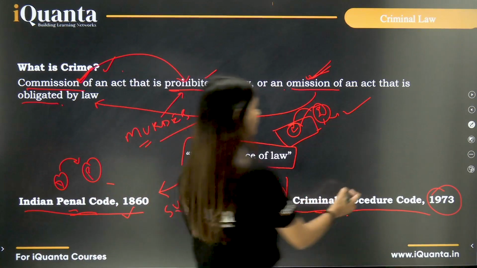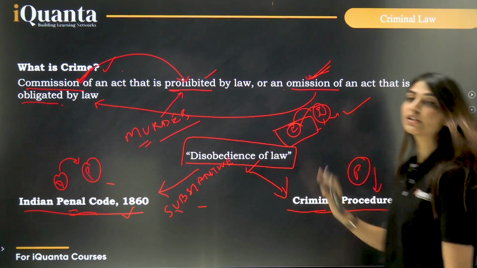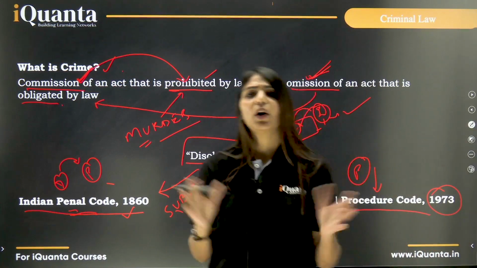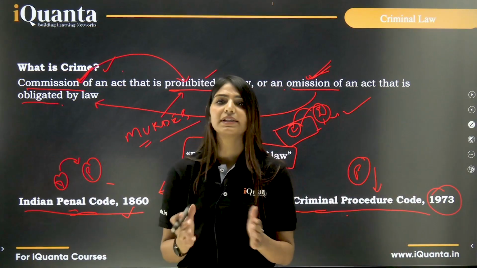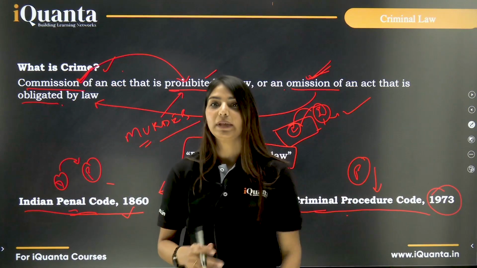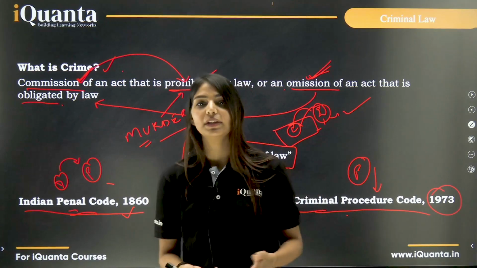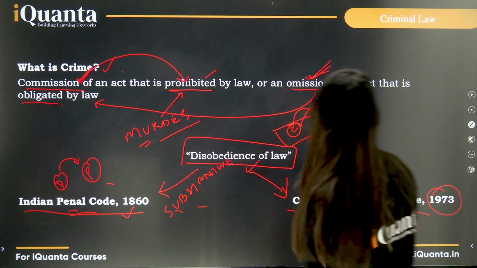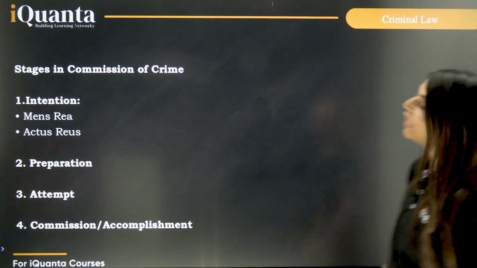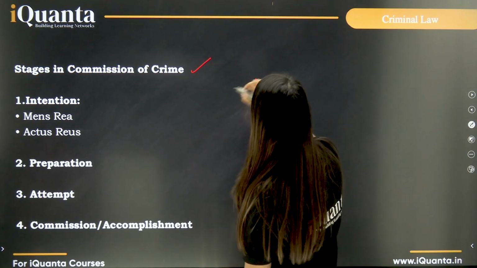So the Criminal Procedure Code is a procedural law, and that is why all the procedures to be followed have been given under this. Now, as a general understanding, we should understand that criminal law in India has two segments. One would be the substantive, that is the Indian Penal Code, and the other would be the procedural, that is the Criminal Procedure Code.